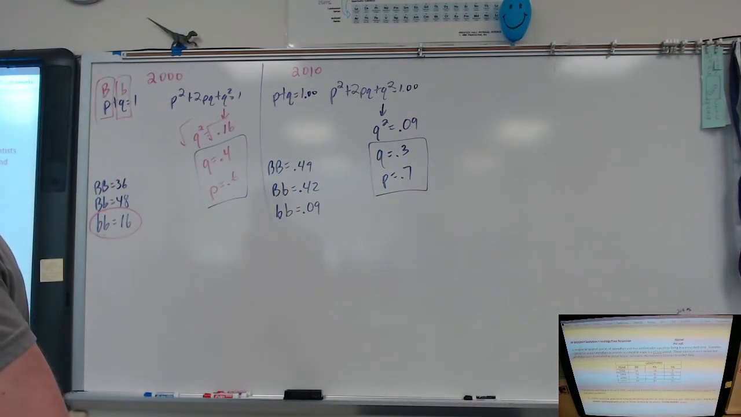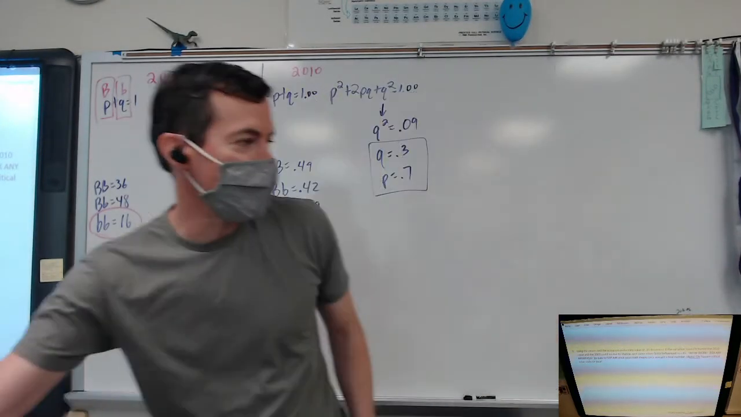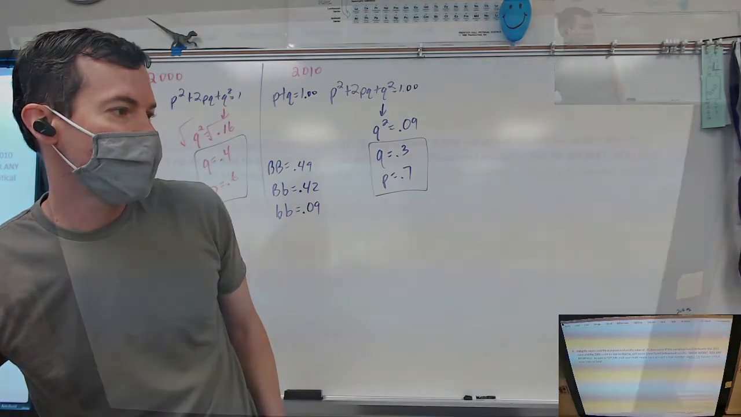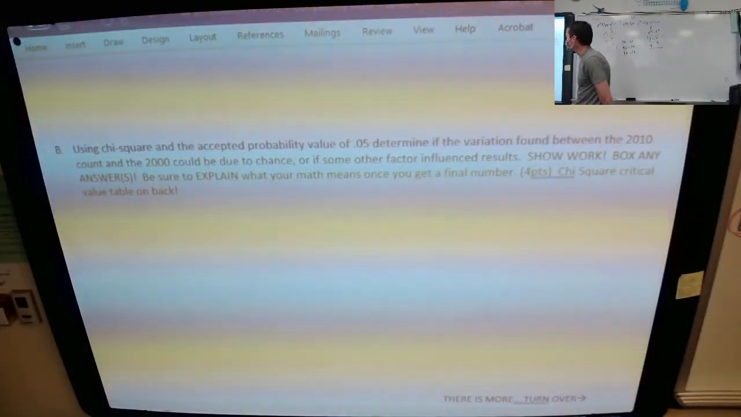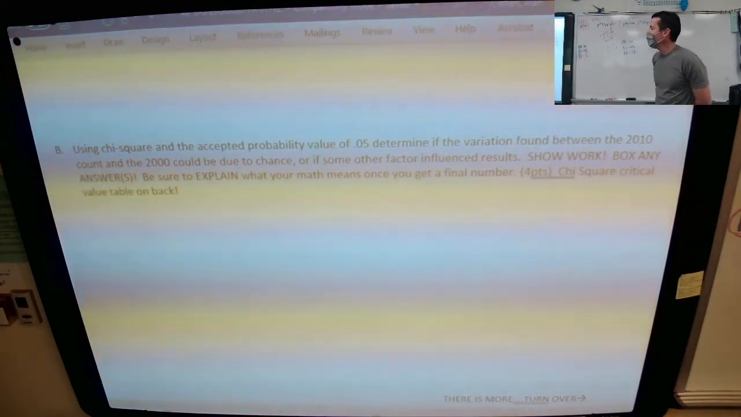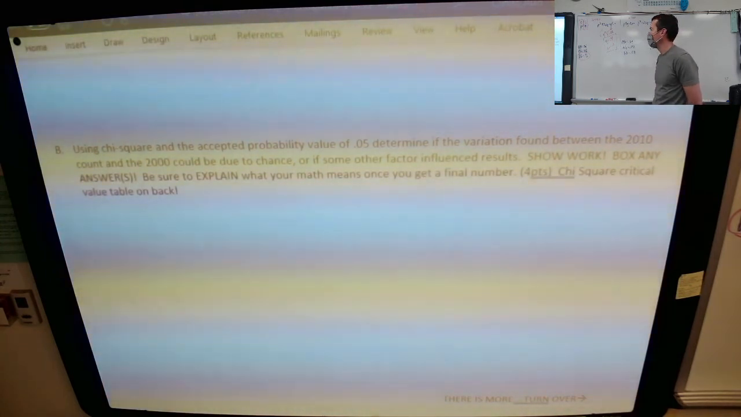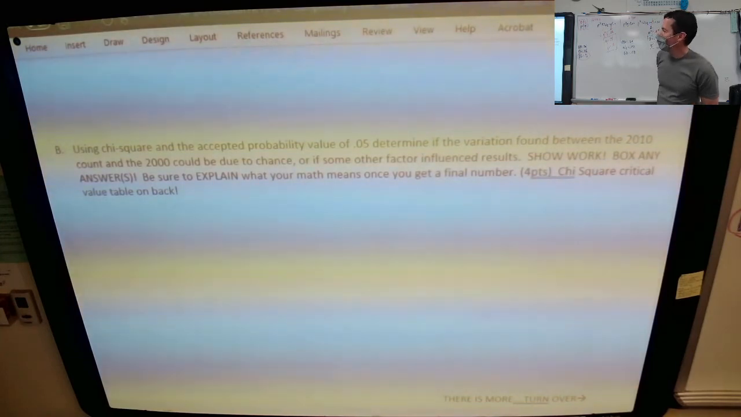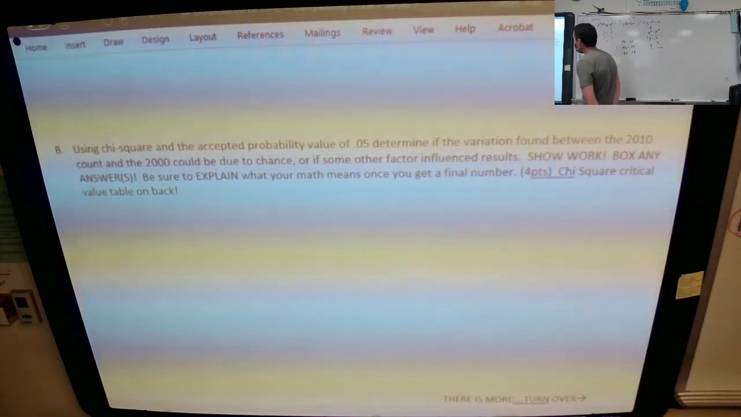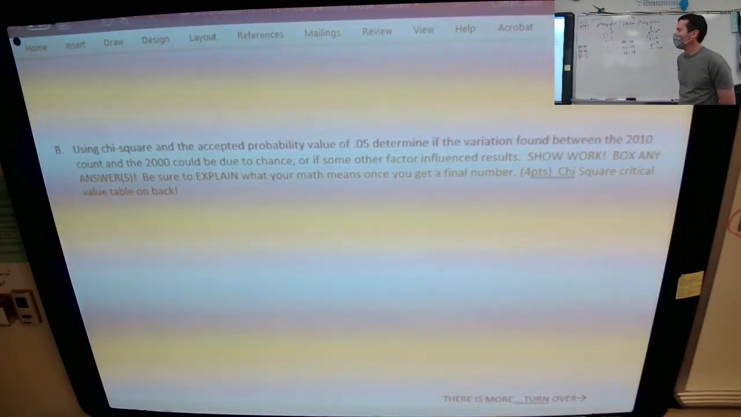Now there's part B. Now we get to bring in the chi. Using chi-square and the accepted probability value of 0.05, determine if the variation found between 2010 and 2000 is due to chance or if some other factors influence the results. Show work, box in answers. Be sure to explain what your math means once you get a final number. And then chi-square critical values are on the next page.